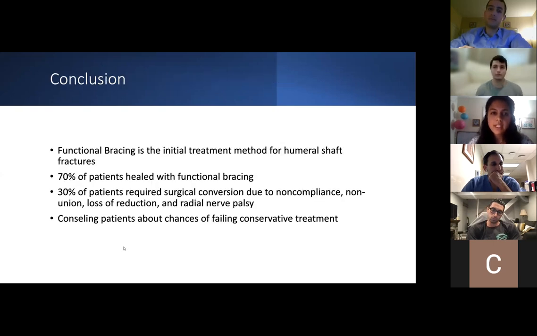So for conclusion, given that 70% of these patients ended up healing with a functional brace, their recommendation is to first do functional bracing as the initial treatment for humeral shaft fractures. And then because 30% of their patients did require surgical conversion due to those 4 major reasons, we just need to counsel patients about their chances of failing conservative treatment, especially if they have those given risk factors.